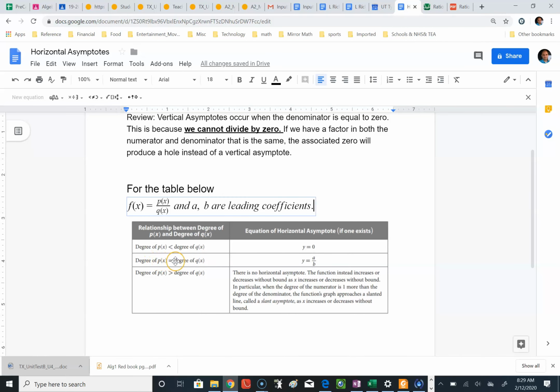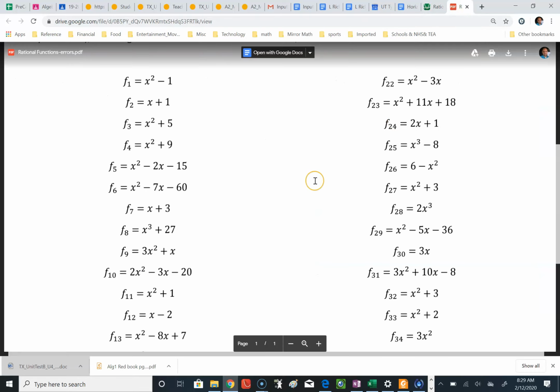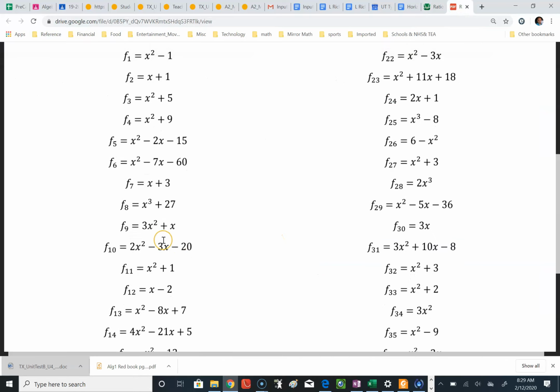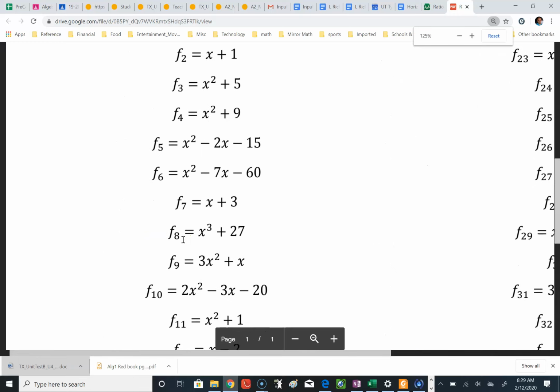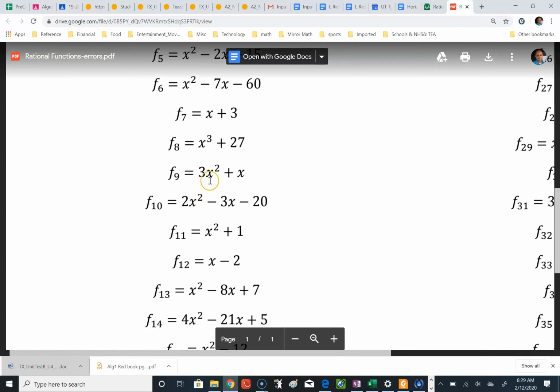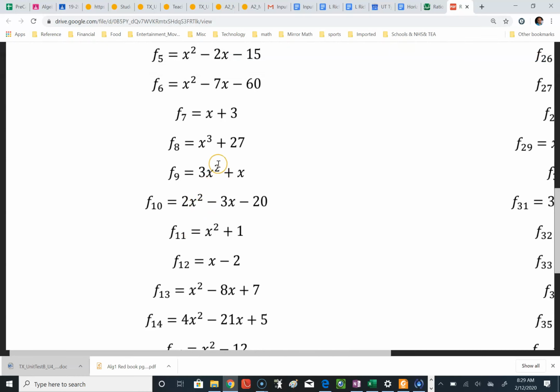So, if the degree of P of x is the same as the degree of Q of x, the horizontal asymptote will go to A divided by B. That is a fraction of those leading coefficients. We're going to take a look at that real quick. I'm going to look at 9 divided by 10. First of all, on 9 and 10, do you see that the degree is the same? Okay, so our horizontal asymptote is going to go towards the fraction that is the leading coefficient. So in this case, that would be 3 over 2. And 3 over 2 is 1.5.